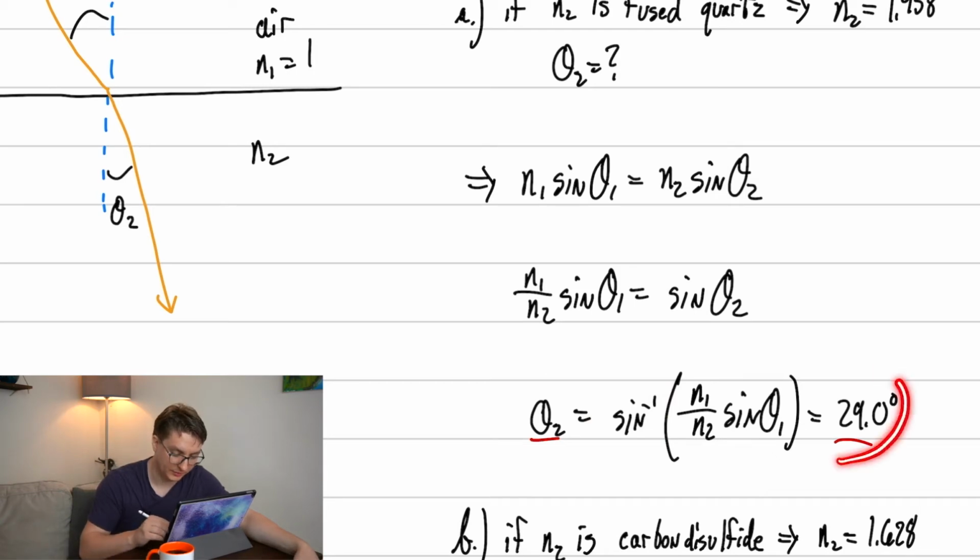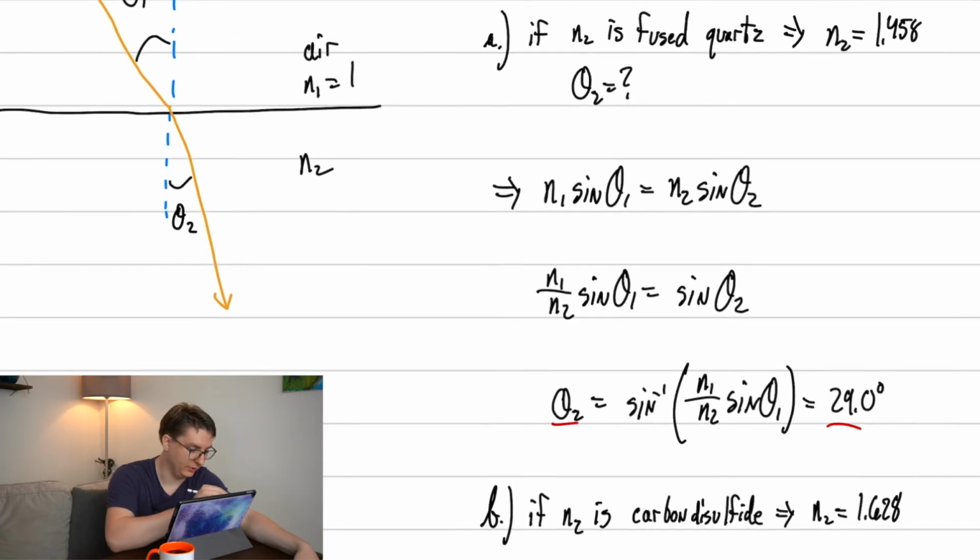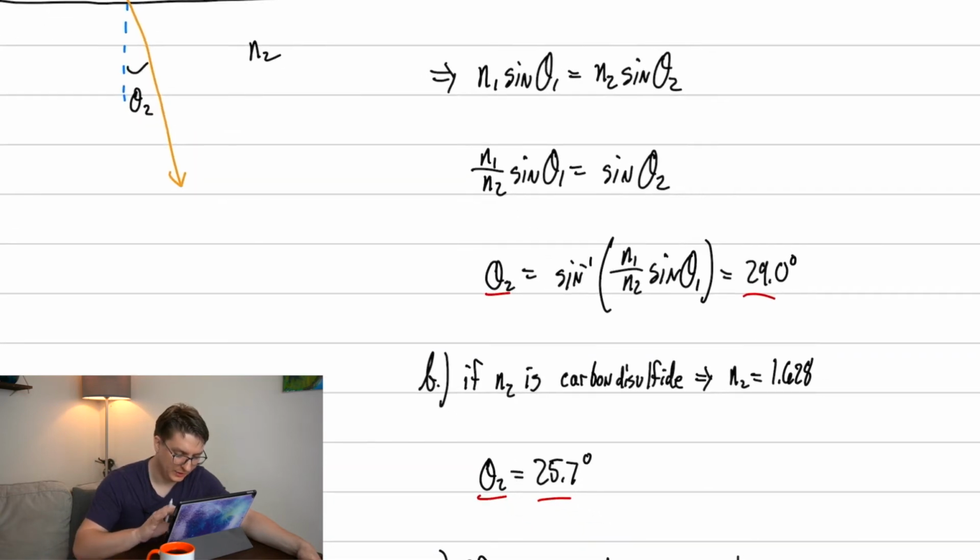We put that in, we find that the second angle is going to be 29 degrees. So it went from a smaller index of refraction to a larger one, and the angle got a little bit smaller.